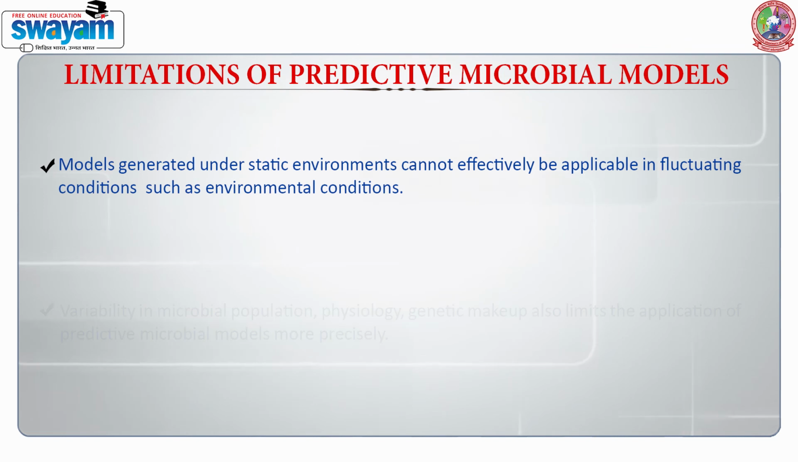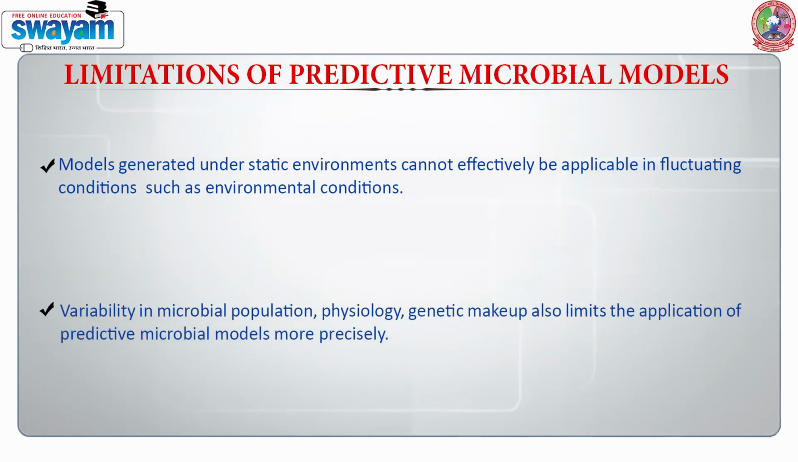There is a variability in microbial populations, physiology, genetic makeup which also limits the application of these models. These models have to be more precise if they have to be implicated or they have to be used in different types of food systems.